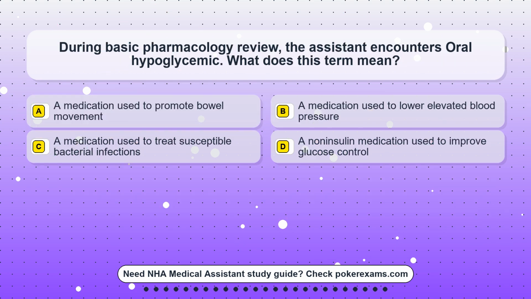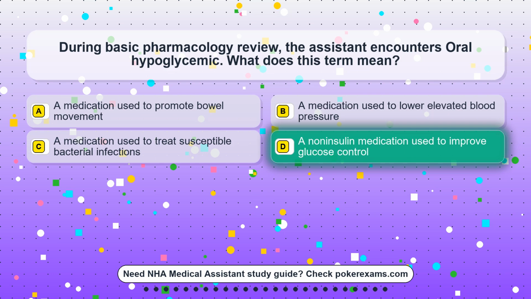Question 20. During basic pharmacology review, the assistant encounters oral hypoglycemic. What does this term mean? Option A. A medication used to promote bowel movement. Option B. A medication used to lower elevated blood pressure. Option C. A medication used to treat susceptible bacterial infections. Option D. A non-insulin medication used to improve glucose control.